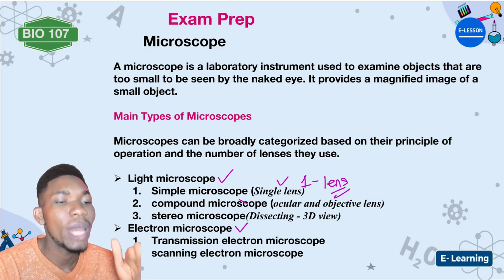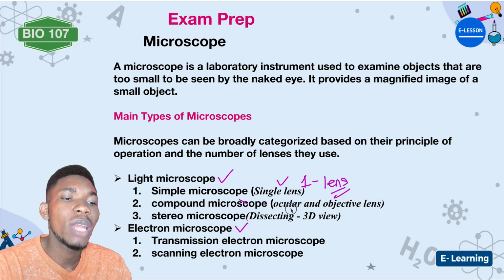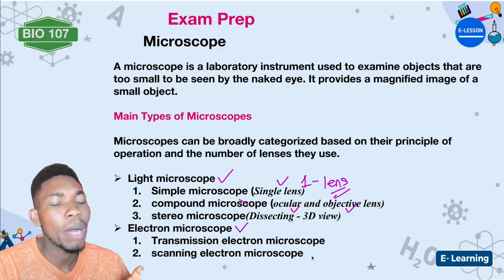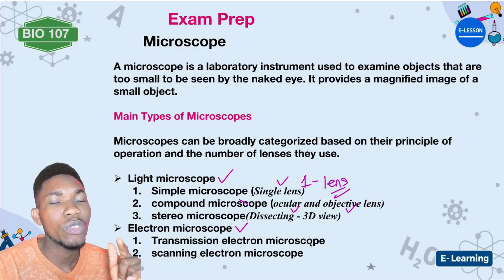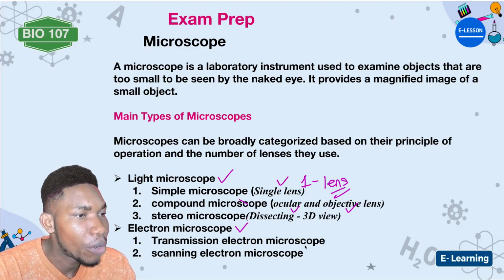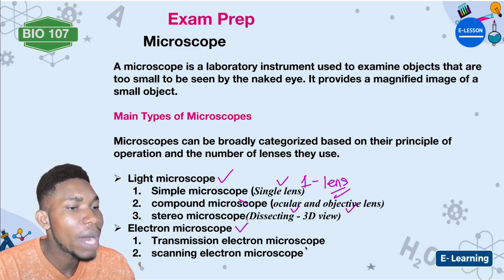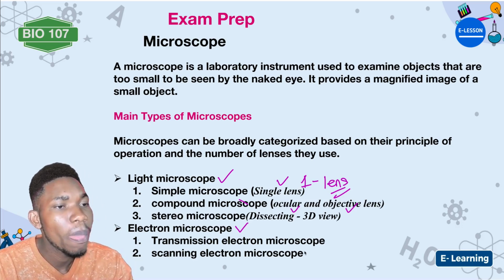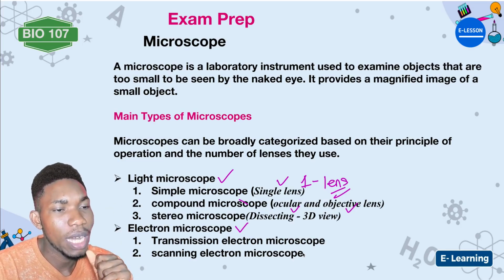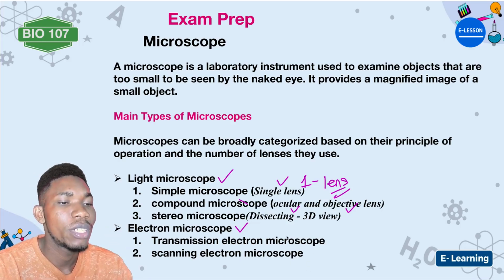Then we have the compound microscope. This one has two lenses. We have the ocular and the objective lenses. These ones are compound microscopes. The compound microscopes are the basic ones that you find in the laboratory. They are the ones you find most in the laboratory, my dear student. Is that okay? The ones you find in the laboratory are called compound.